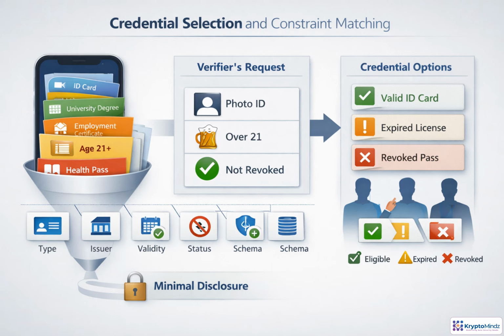When a verifier asks for proof, the wallet should not simply pick the first credential it finds. It compares each candidate against the request: type, issuer, schema, subject, expiry, and revocation status. Then it can filter or rank the results, showing which credentials qualify and why others fail. If several work, the user chooses. Even then, the wallet should disclose only the required claims, not every attribute inside the credential.